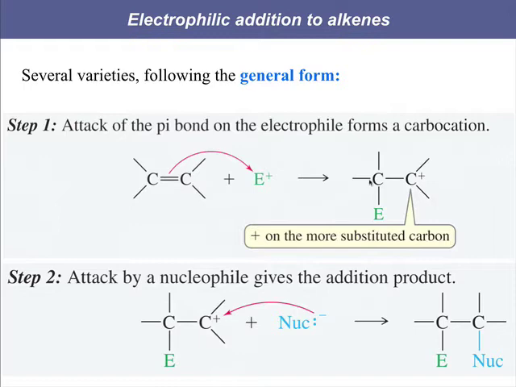Now, the carbon that gets the electrophile maintains 4 bonds. Notice that the carbon on the left here has 4 bonds, 1, 2, and then 2 in the double bond.